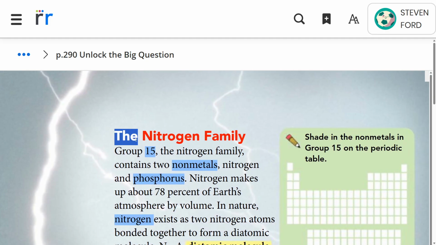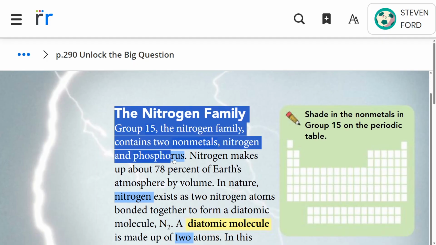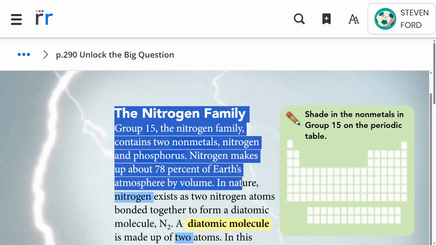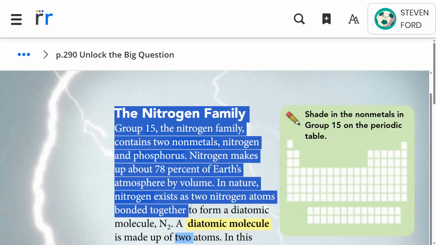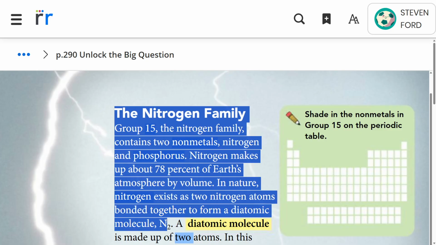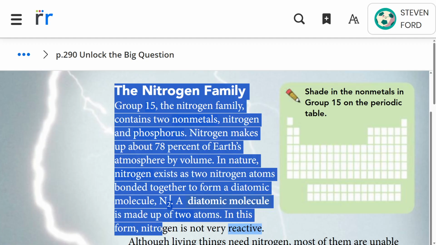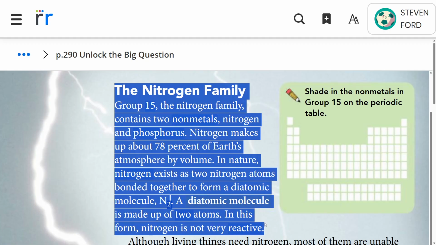Nitrogen family. Group 15, the nitrogen family, contains two nonmetals, nitrogen and phosphorus. Nitrogen makes up about 78% of the Earth's atmosphere by volume. In nature, nitrogen exists as two nitrogen atoms bonded together to form a diatomic molecule, N2. A diatomic molecule is made of two atoms, and this form of nitrogen is not very reactive.